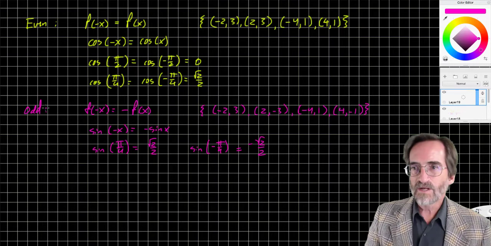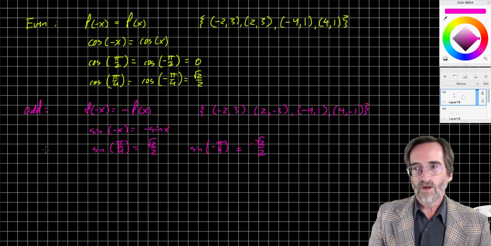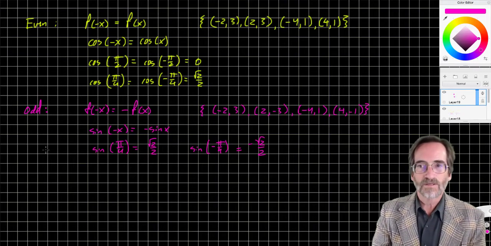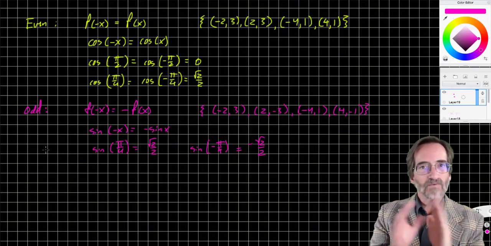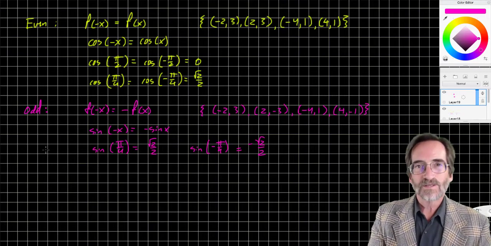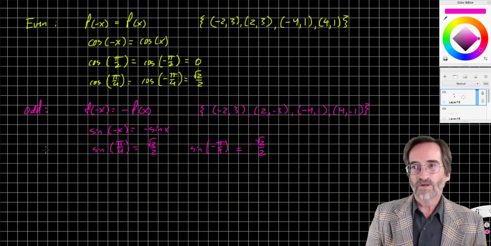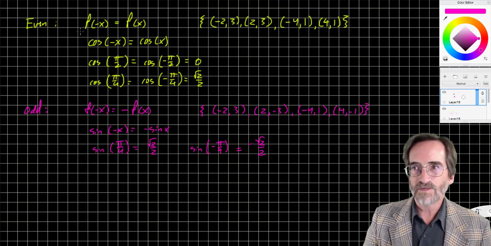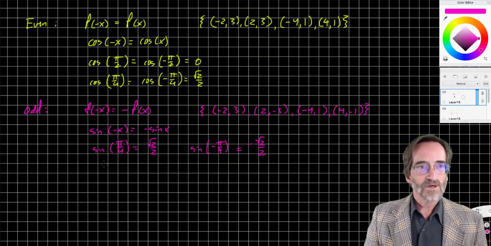You can recognize it in a graph: if it has 180 degree point symmetry with the origin, then it is odd. If it has y-axis symmetry, that is butterfly type symmetry with the y-axis, then it is even. And if it does not have either of those, it is neither. But if you're asked to prove it, you need to use these definitions. For even, f of -x equals f of x. And then for odd, f of -x equals -f of x. All right, so hopefully that makes sense.